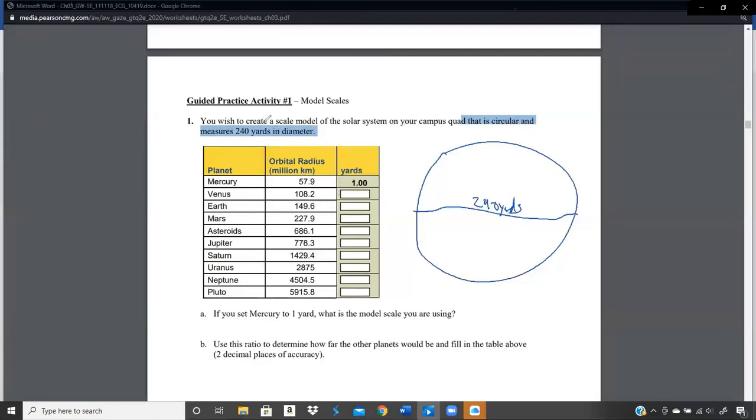So what they will say is we want to create a scale model of the solar system on the quad that is circular and measures 240 yards in diameter. And we are going to scale Mercury to 1 yard. This is our decision. We said, all right, in this, let's say our center is right here. We want to put Mercury, I know Mercury is not green, bear with me, we're going to put Mercury right here. And this distance right here is going to be 1 yard. And then here is its orbit.